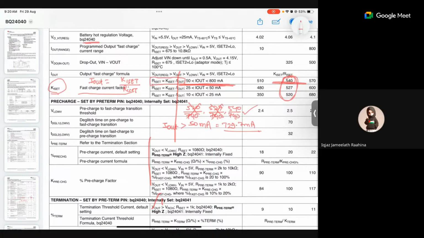Now any doubt? Now the fast charging current is this one. Our battery capacity is 700 mAh. So how much time will it take to charge? 729 milliampere, and milliampere and milliampere cancel out. So that value is 700 divided by 729 hours, so it is 0.96 hour. Now if I want to convert into minutes, I multiply it with 60. So I am getting 57.6 minutes.